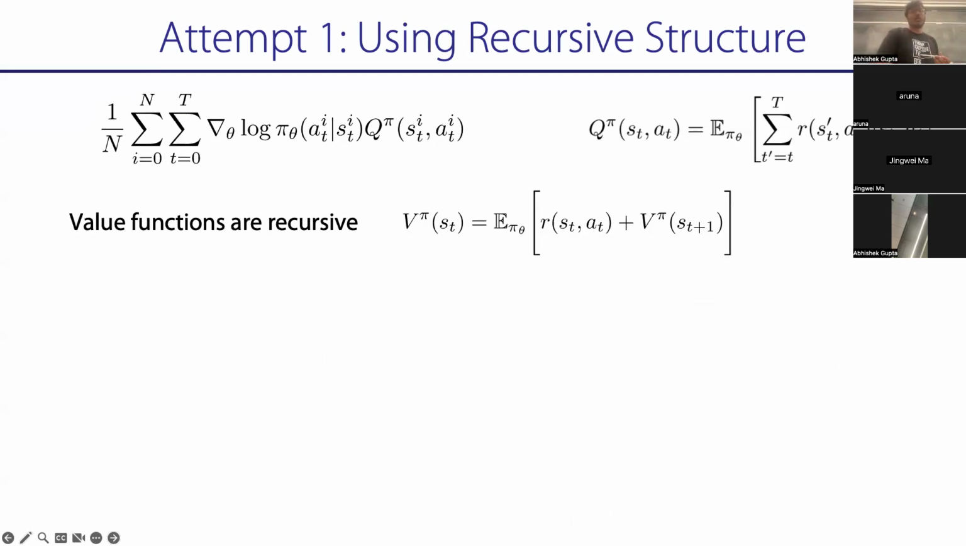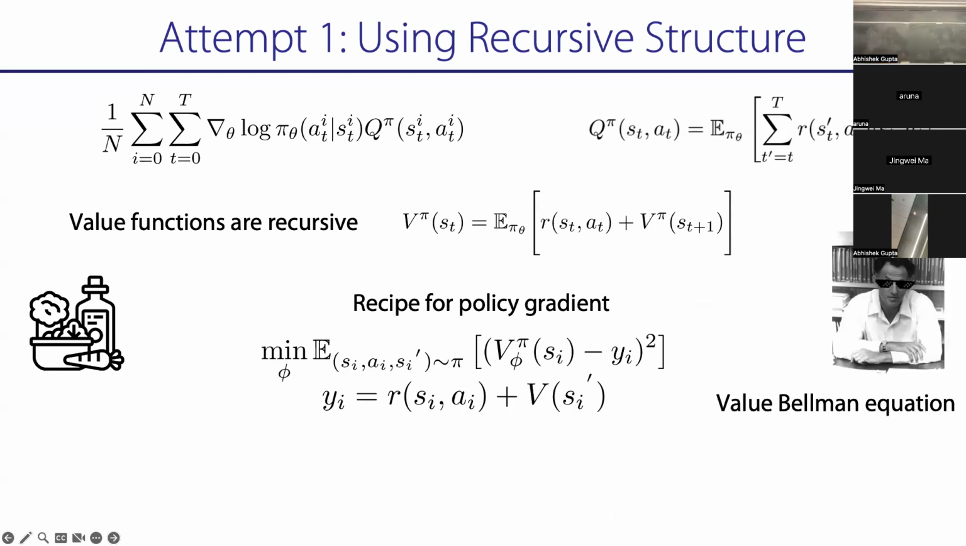But one thing we can think about is, if you take any transition, you have S_i prime, right? You can construct a target, which is R(S_i, A_i) plus V of S_i prime, using your current estimate of V, right? And then you can make that the target for doing regression to match V of S_i to R(S_i, A_i) plus V of S_i prime. Essentially, you're trying to minimize the difference between the left-hand side and the right-hand side of this equation, right? So the left-hand side is V of S_i, and the right-hand side is R(S_i, A_i) plus V of S_i prime. And so one recipe we could use for policy gradient is to solve this regression.